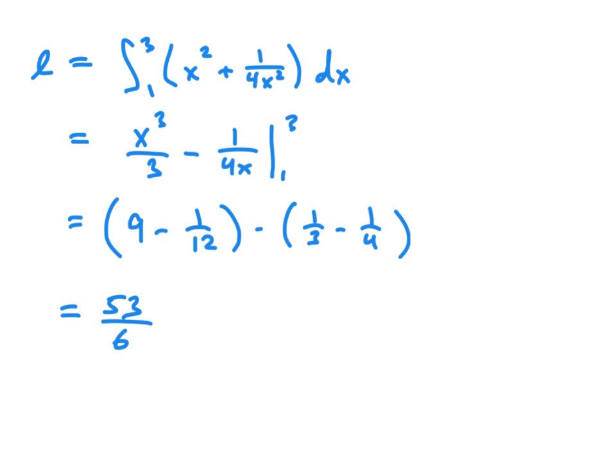So we find an antiderivative of our integrand, x squared plus 1 over 4x squared, which will be x cubed over 3 minus 1 over 4x, and evaluating from 1 to 3 and combining all of the values that we obtain there, we have a final length of the curve of 53 over 6. And so our arc length for this particular curve along the interval 1 to 3 will be 53 sixths.